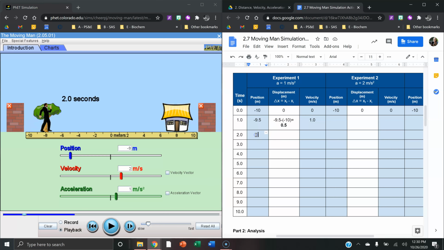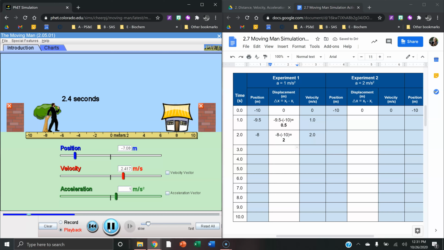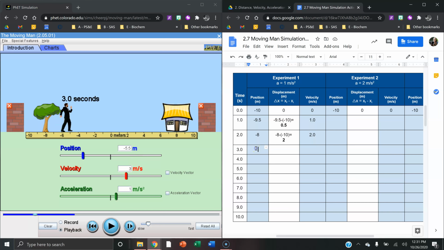At 2 seconds, my position is minus 8, and I'm recording my velocity, and it is 2. I'm going to calculate my displacement, minus 8 minus minus 10, which is 2, and I've traveled 2 meters. At 3 seconds, my position is minus 5.5, and my velocity is 3. I'll leave you to do the rest of the displacement calculations on your own.